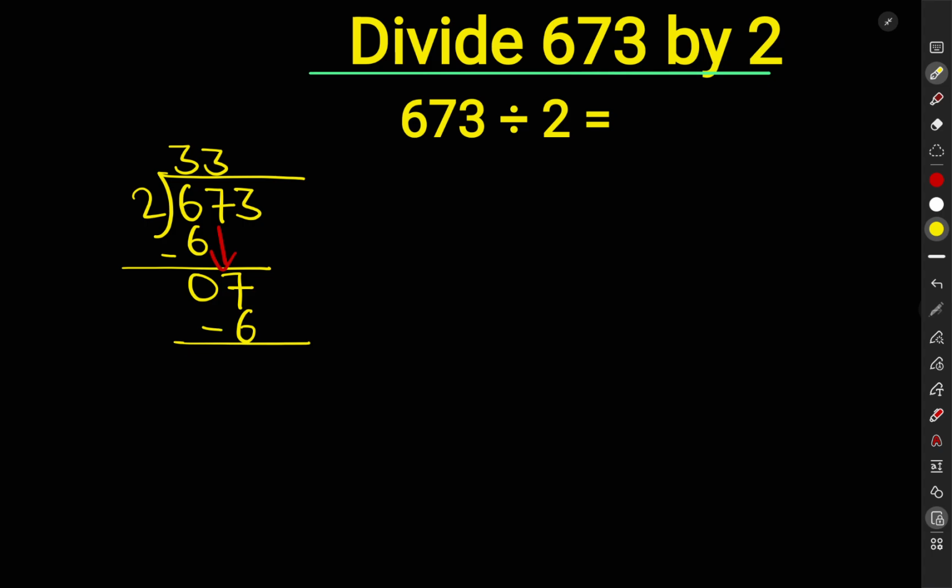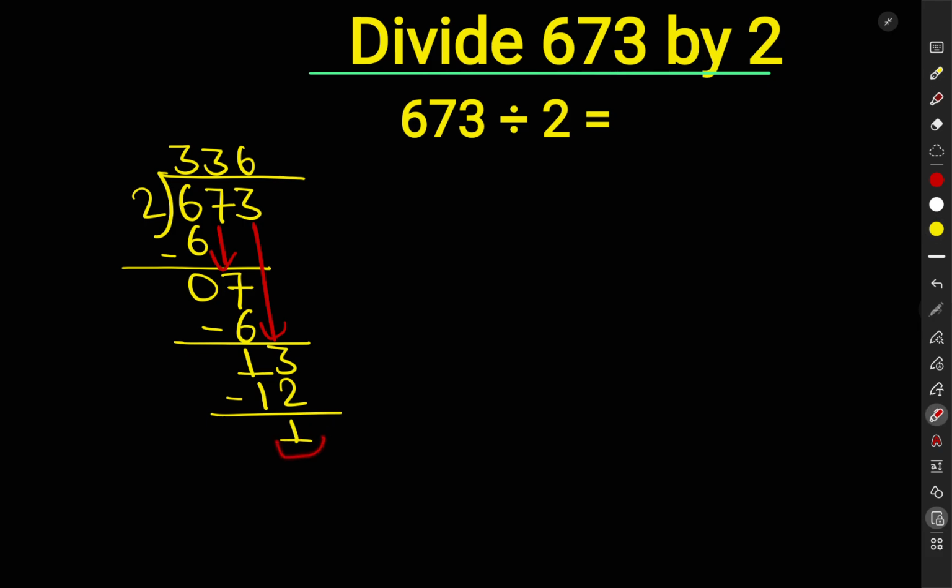On subtracting we get 1. So again we put down this 3 and it is 13. So 2 times 6 is 12. On subtracting we get 1.